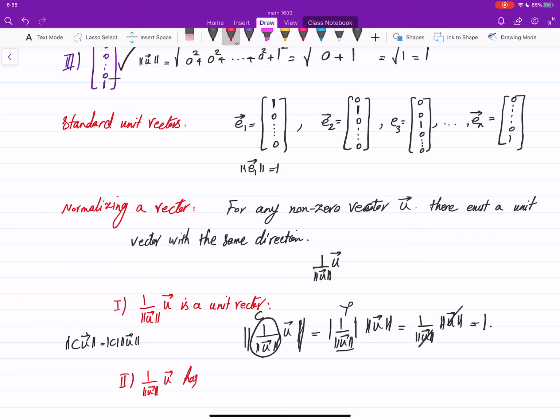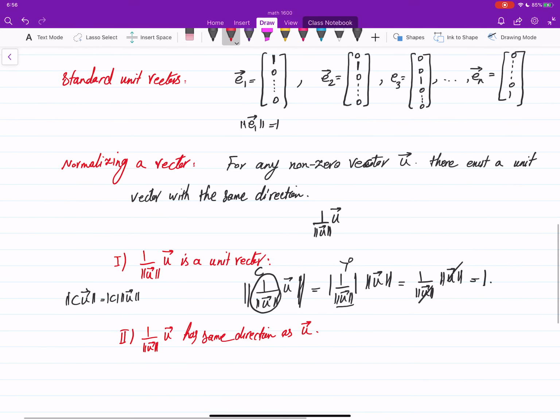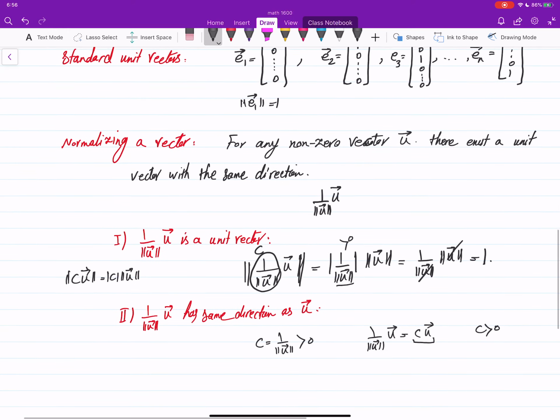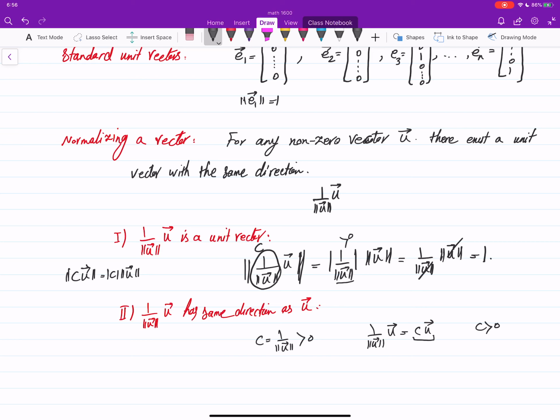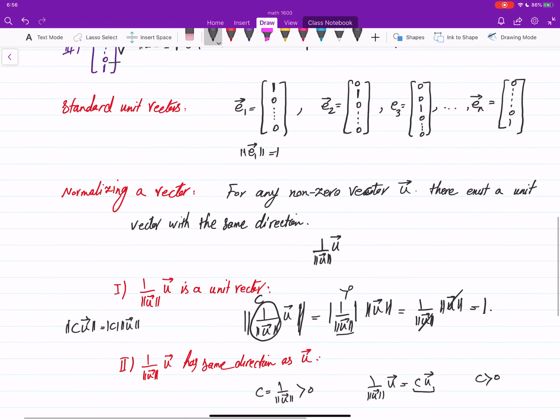And also it has the same direction as u itself. And that is obvious because you see that absolute value of 1 over length of u is a constant number. So c, 1 over length u, is positive. And 1 over length u times u is basically c times u for some c positive. It means that this guy is a multiple of u with positive multiple. And we know that if you multiply a positive number to a vector, the direction of the vector stays the same.